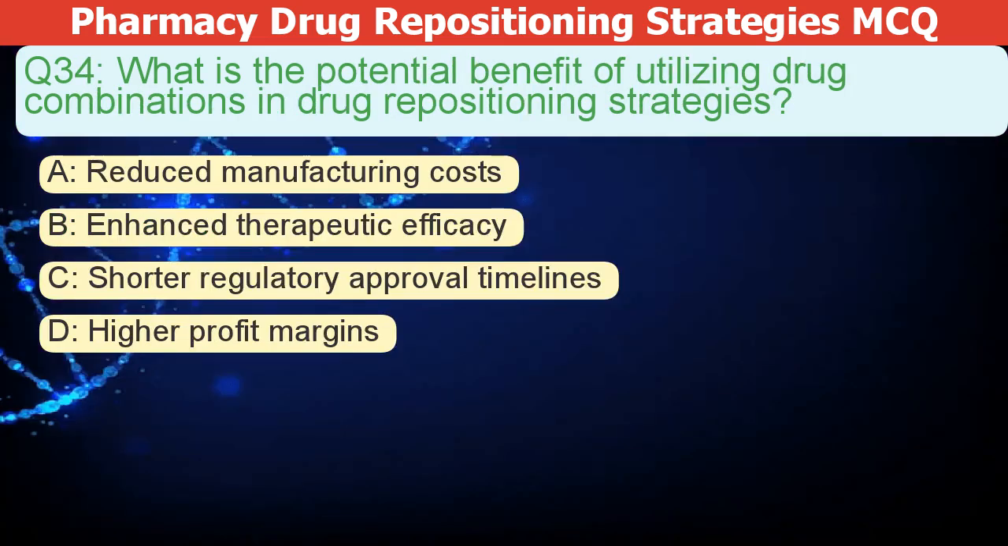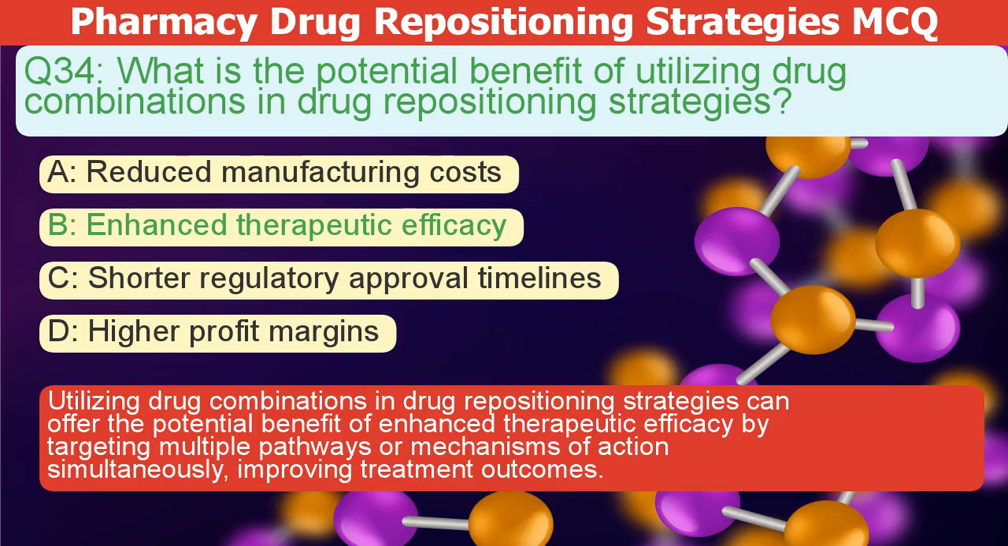What is the potential benefit of using drug combinations in drug repositioning strategies? A. Reduced manufacturing costs. B. Enhanced therapeutic efficacy. C. Shorter regulatory approval timelines. D. Higher profit margins. The correct answer is B.